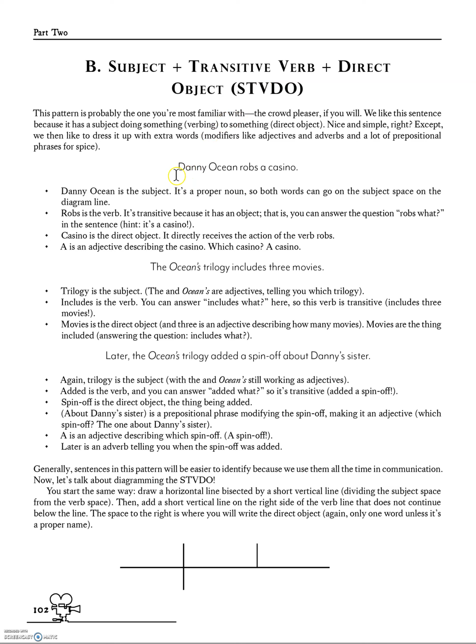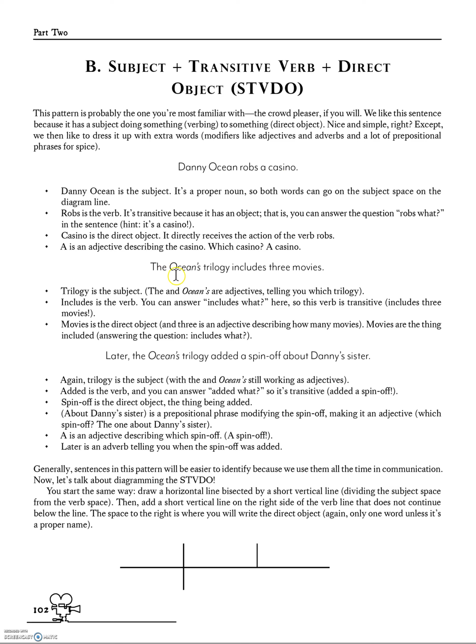So let's look at the sentence. We have Danny Ocean, that's our subject, robs, that's our verb, and then what is it that he is robbing? He's robbing a casino. This is Ocean's 11 in case you're wondering. So casino is the direct object here. So we have a subject, transitive verb, direct object. We have a STVDO. This is the most popular sentence type. We love these in English, so you'll find these all over the place.